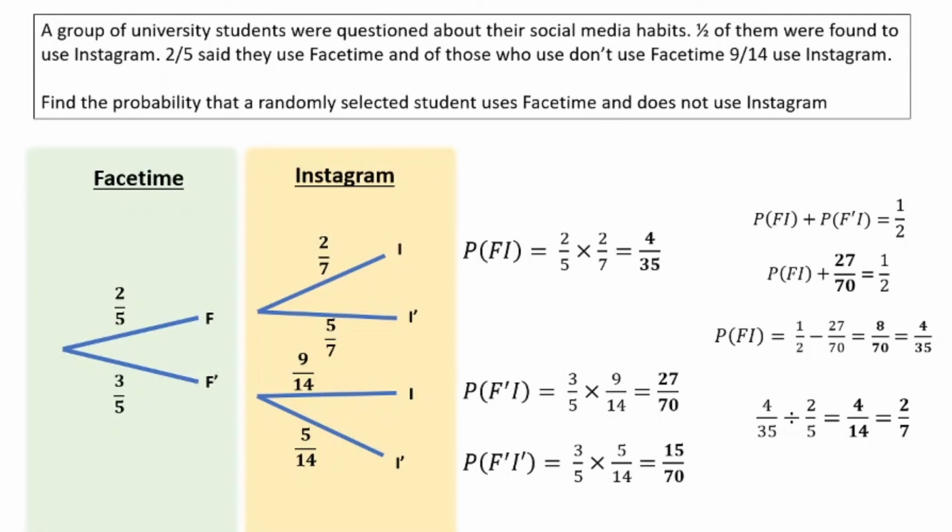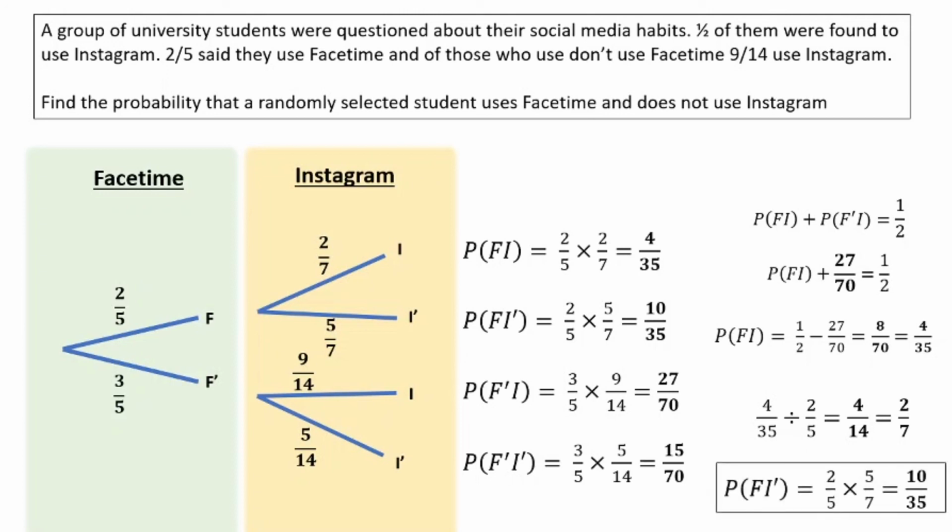I've now got a complete tree diagram, and I could probably respond to any question that I was asked from here. We were specifically asked to find the probability that a randomly selected student uses FaceTime and does not use Instagram. So that's going to be the probability of F-I dash, and that's 10/35. That cancels down. That will give us 2/7.